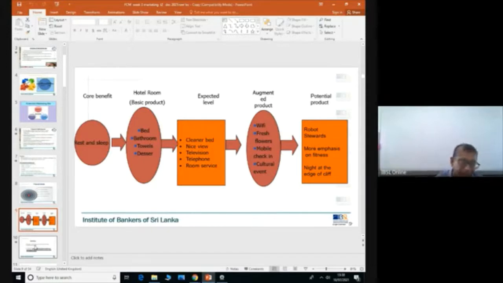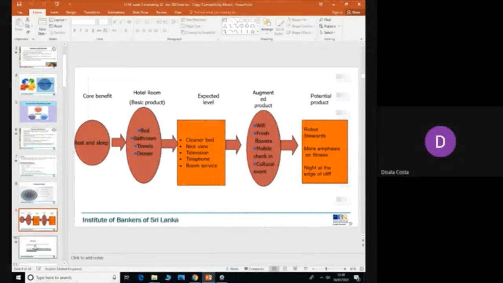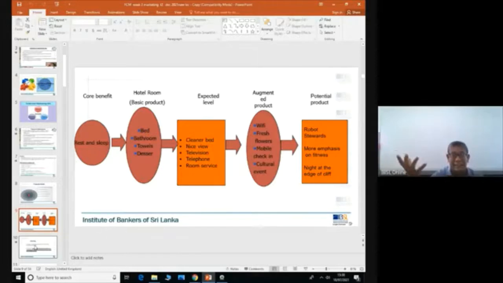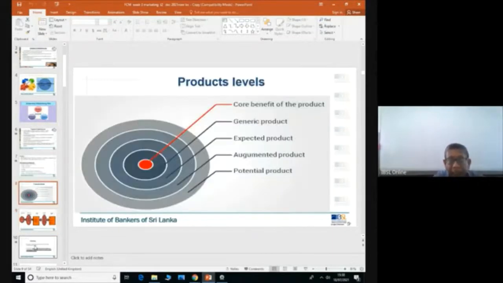Every product and service is like that. Think about a savings account. What is the core benefit you are going to get from a savings account? Can anybody tell me? Come on. Interest. Simple. Very good. Interest, that is what you are expecting, no? That's the core benefit. For a hotel, rest and sleep. Okay, what is the next level?